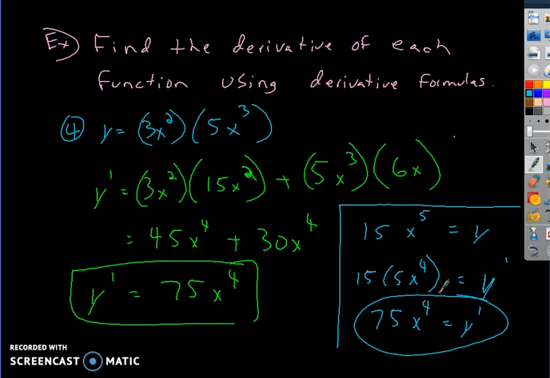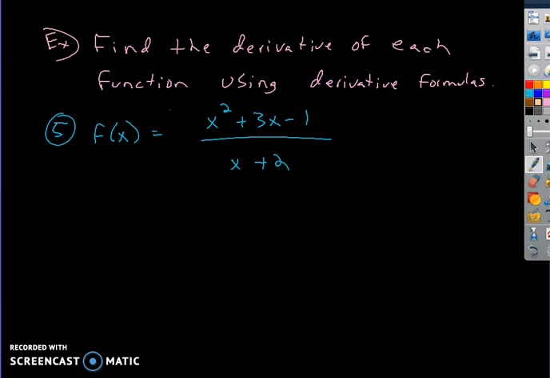All right, one more. This is the last example using the rules I just gave. After this example, I'm going to give you one more. It's not really a new rule, it's just a new way of thinking about a rule. But anyway, it says find the derivative of this function, and this is definitely quotient rule.